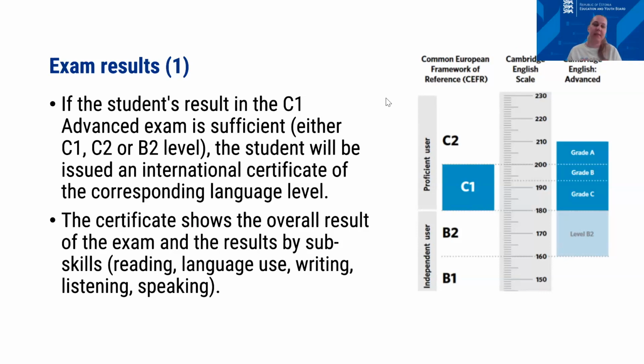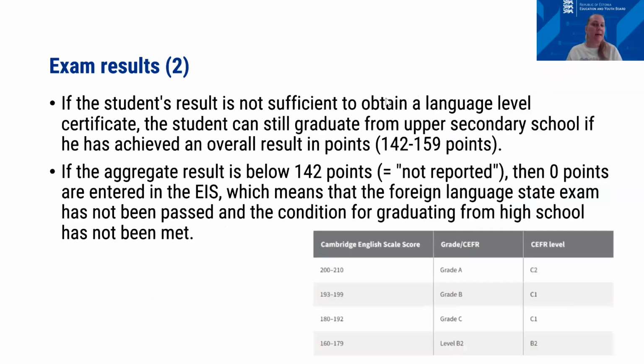And in the next slide, we can see that in case the student receives 142 to 159 points, there will be no certificate issued, but we will be able to have the results still entered in A's, and the student has passed the exam.